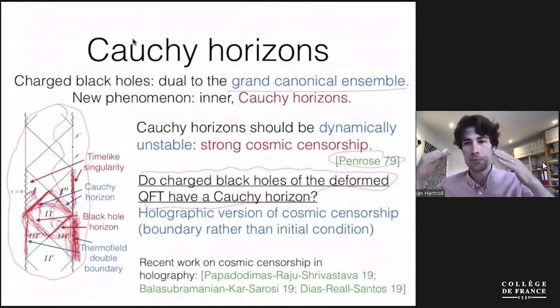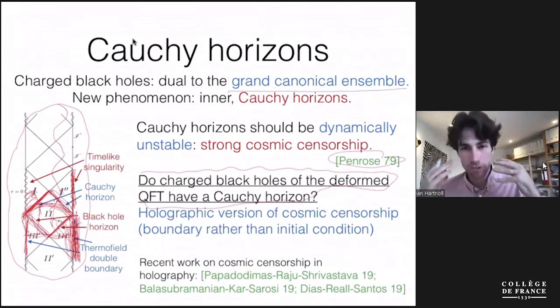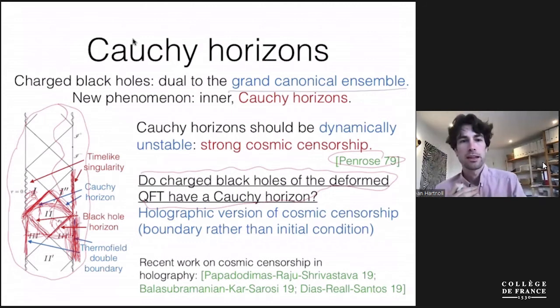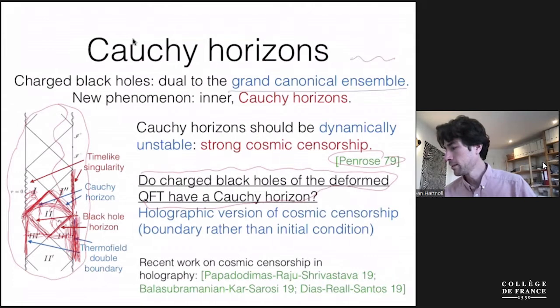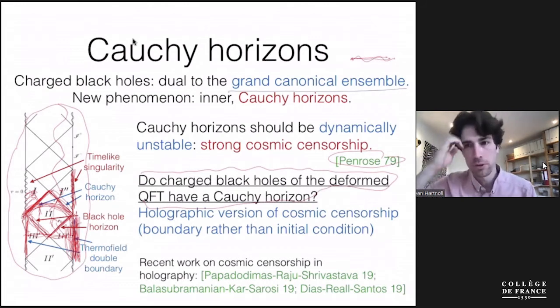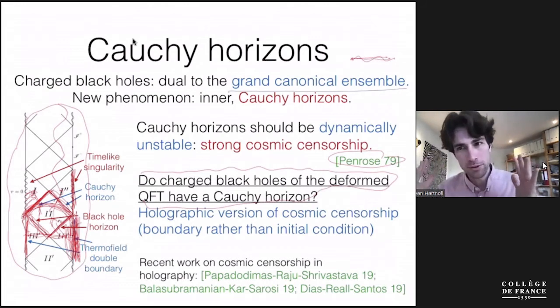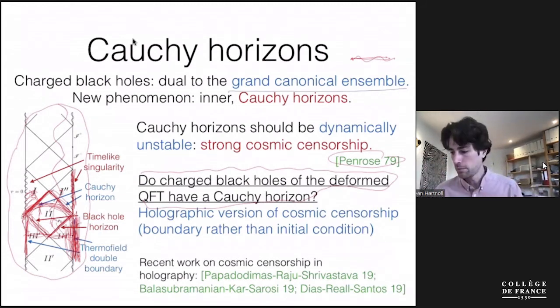So cosmic censorship is this conjecture. Okay, there's a strong and a weak cosmic censorship, but strong cosmic censorship is the conjecture that Cauchy horizons are non-generic. And so the way the mathematicians normally think about it is that you pick some initial data, and if you take generic initial data, Cauchy horizons do not form. Okay, I'm doing a slightly different version where there's no time evolution in what I'm doing. Okay, there's no time evolution in the outside at least.